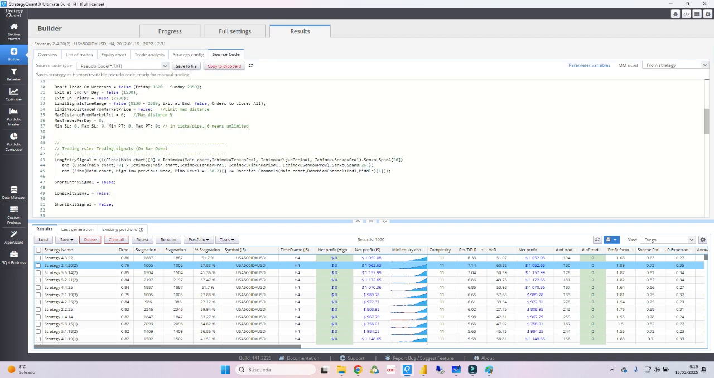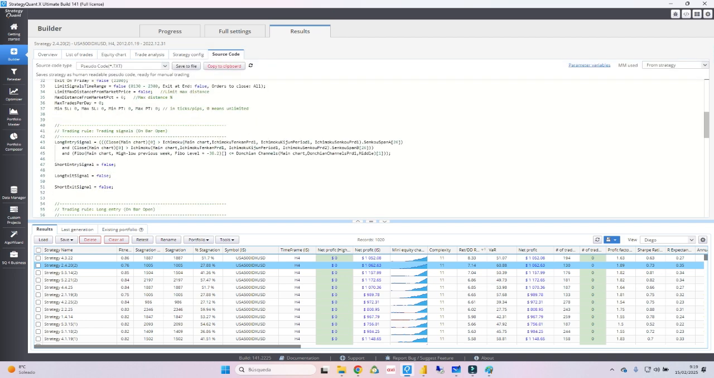The source code also has similar filters because it's using a genetic algorithm to find strategies.